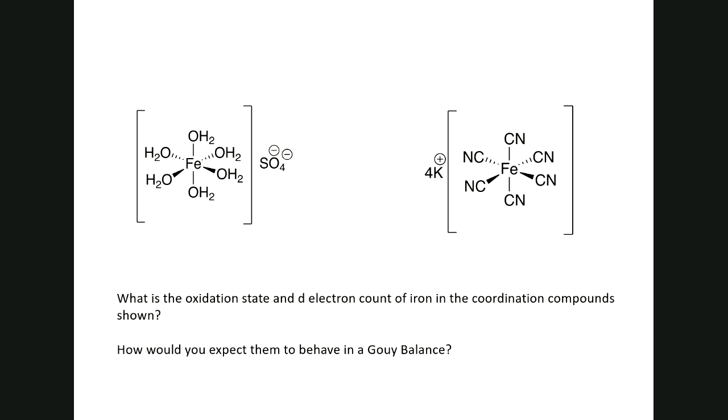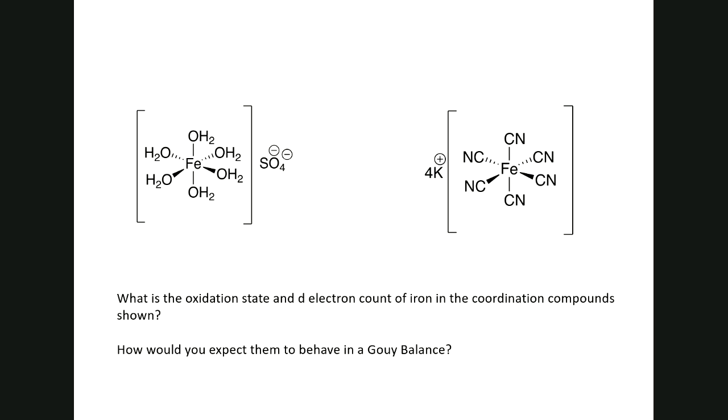Okay, I'm seeing one answer. Rajan says that they're both going to be +2. Mia says +2. That's +2 for both. Remember that there's 4 potassium on the outside. All right, so far we're seeing that both irons here are +2.